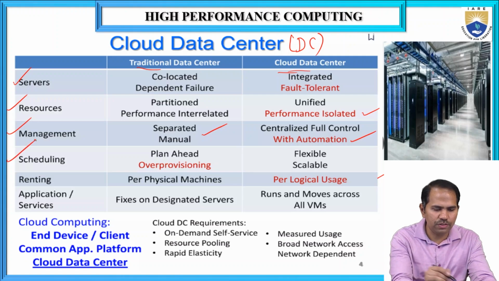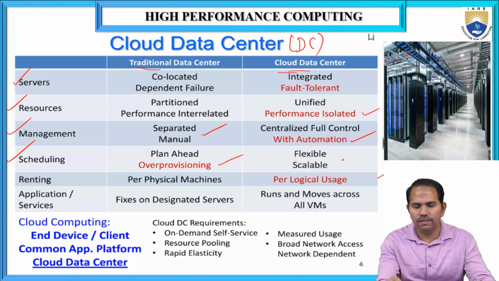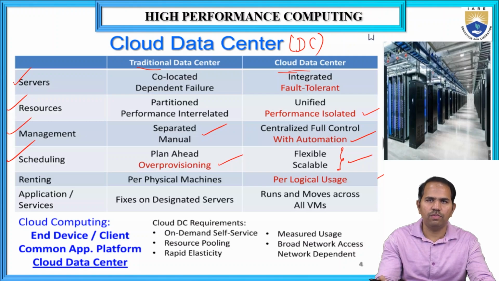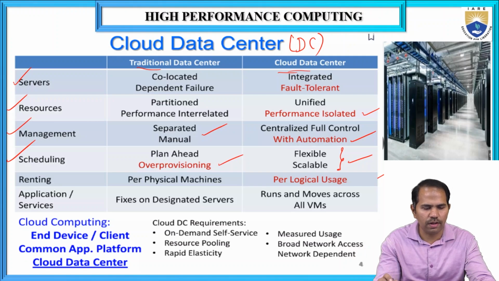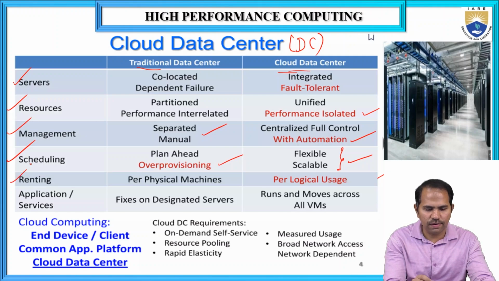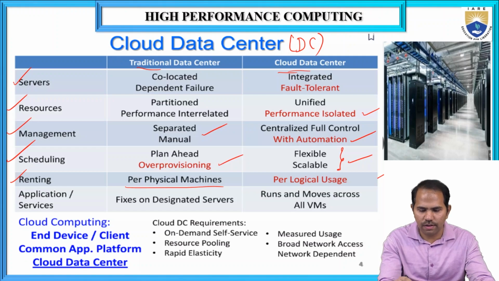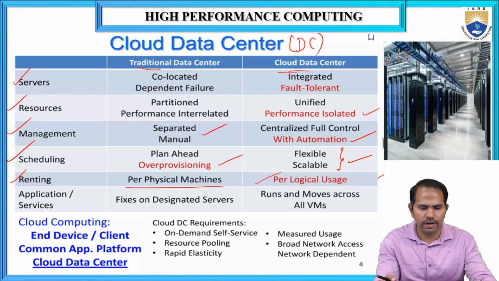Coming to provisioning, the traditional data center uses planned over-provisioning, and the cloud data center is flexible as well as scalable. Scheduling means resources are allotted one by one: first, second, third, fourth, and so on. The other factor is renting. A traditional data center rents for physical admissions, and a cloud data center for logical usage. How much usage can be done in a data center.